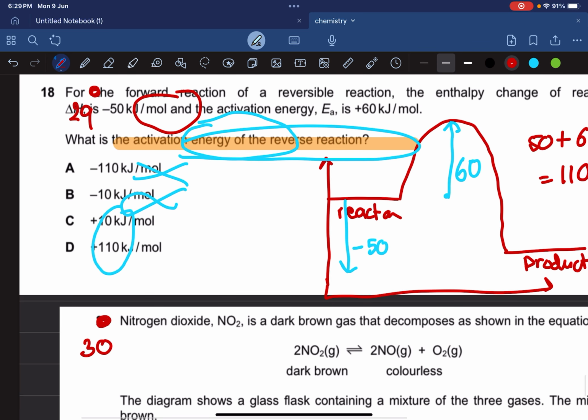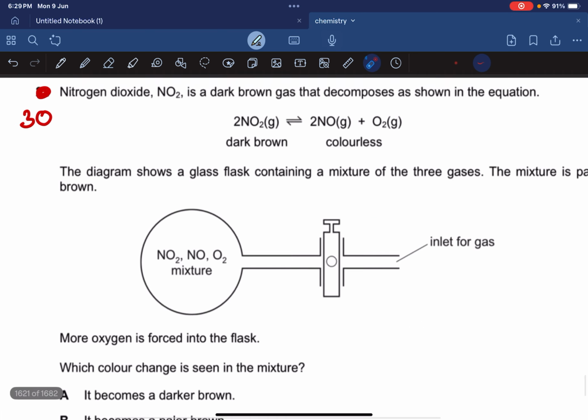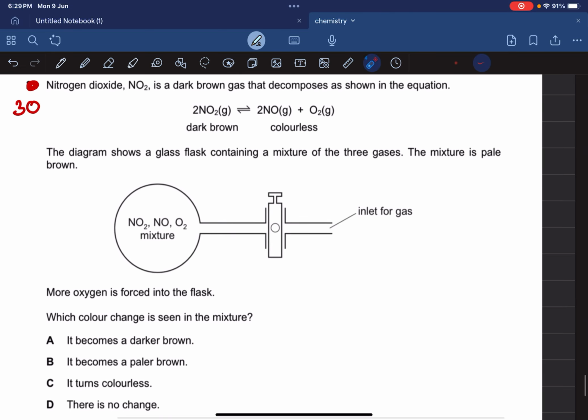I know it was difficult, but you just had to realize a bit of things. If forward is exo, backward is endo. For endo, it's from the bottom to the top, and it can never be negative. Moving on. Okay, another very nice question.